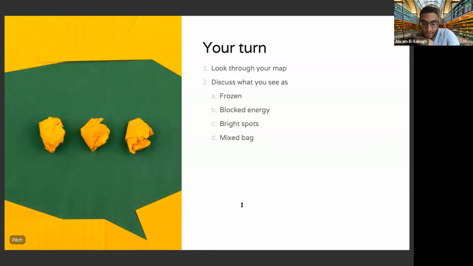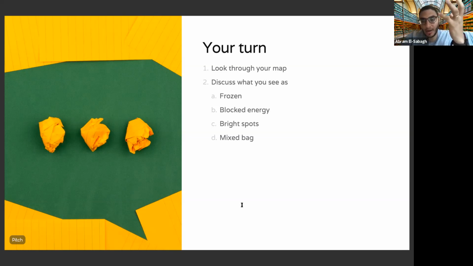So again, we're going to go for 10 or 15 minutes. What we want to do is look through your map and pick different colors, or whatever you want. I think we've all done it plenty of times. Pick different colors to highlight different parts of the map, which are frozen or blocked or bright spots or mixed bag. I'll paste those slides in there for you, so you know how to refer to them, and have that conversation as a team, right?